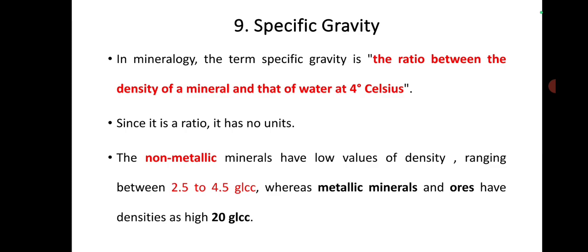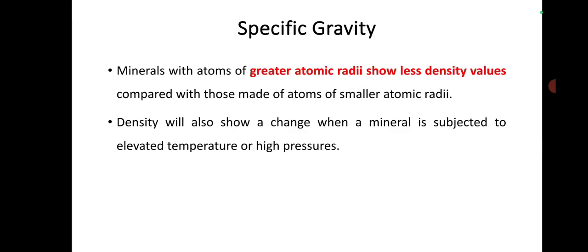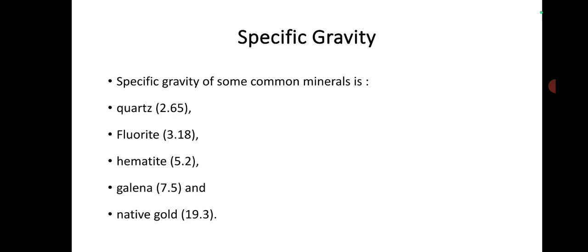Minerals with atoms having greater atomic radii show lower density values compared with those made of atoms of smaller atomic radii. Density will also change when a mineral is subjected to elevated temperature or high pressure. So you need to know the specific gravity of some common minerals. Quartz, the value is 2.65. For fluorite it is 3.18, hematite 5.2, galena 7.5, and native gold 19.3. That is the specific gravity.